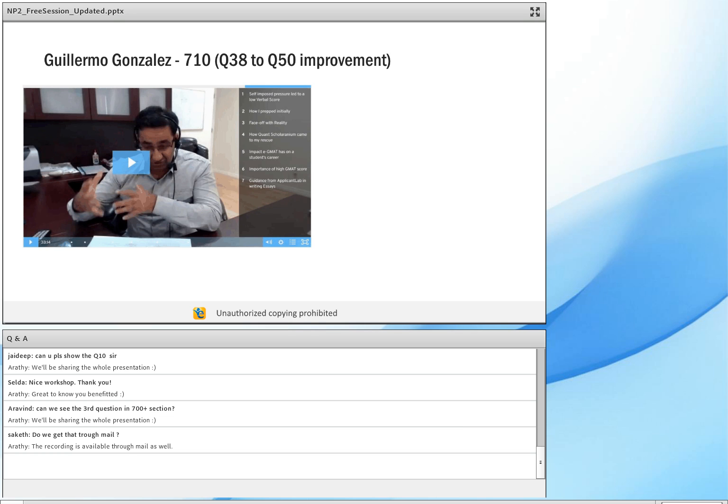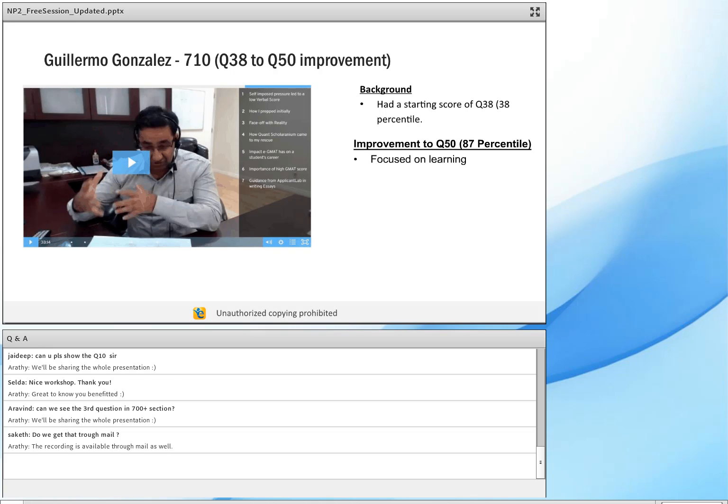And there's a guy who improved from a Q38 to a Q50, and he's actually studying at Wharton as well. His dream school was Wharton, and with a score of Q38, Wharton was like a distant dream for him, because Wharton requires that he get to a Q47 or higher. So what helped him improve to a Q50 overall?